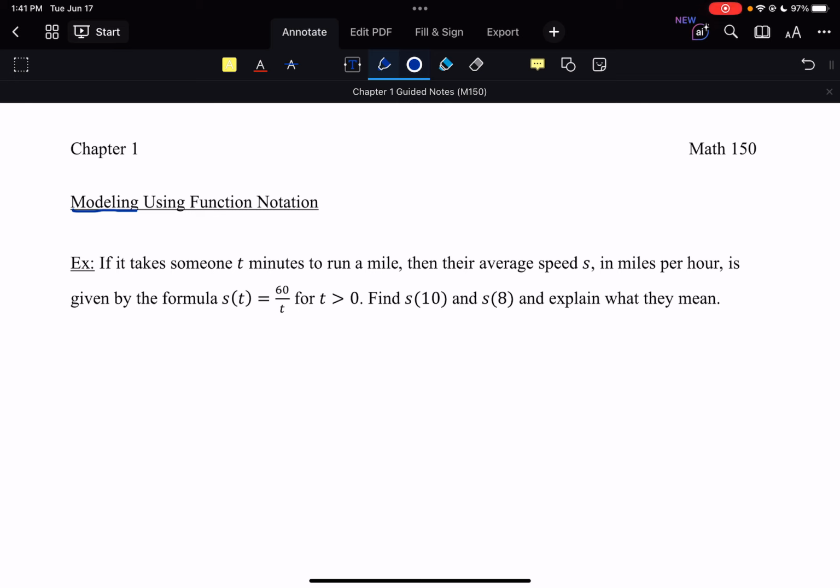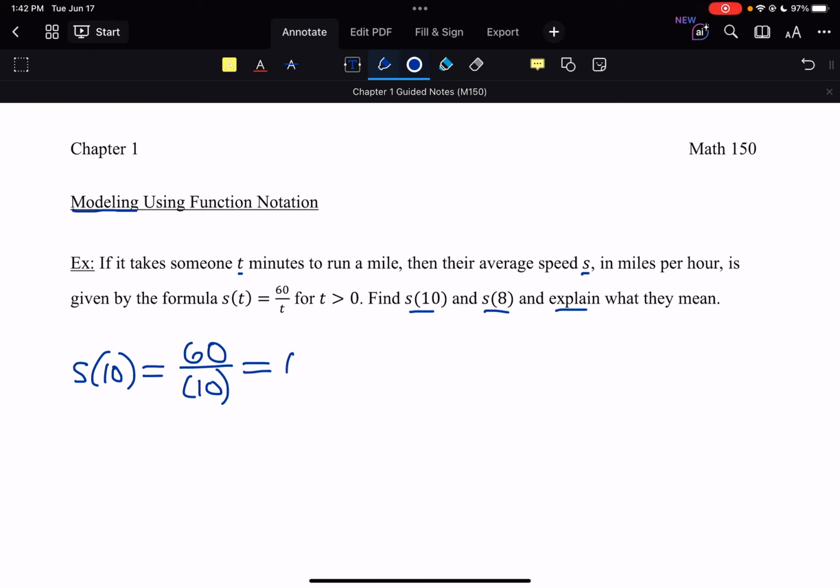For example, if it takes someone t minutes to run a mile, then their average speed, s in miles per hour, is given by this formula, s of t equals 60 over t, for t greater than 0. Find s of 10 and s of 8, and then explain what those mean. So let's get s of 10 first. We're going to plug in 10 for the t.